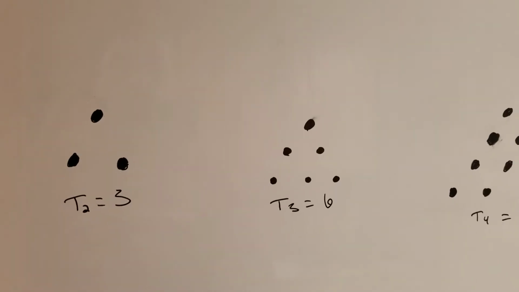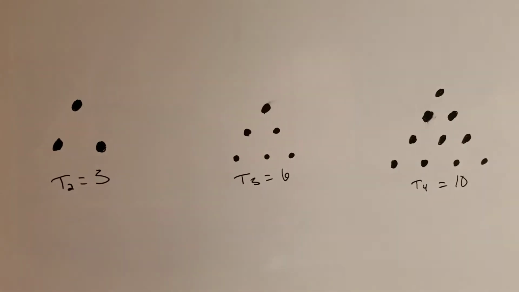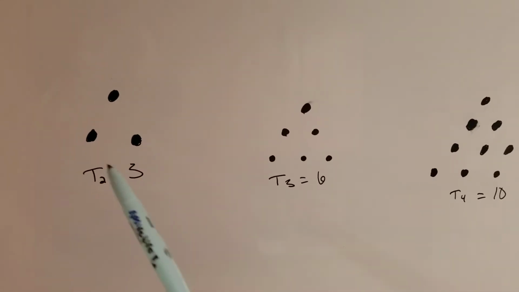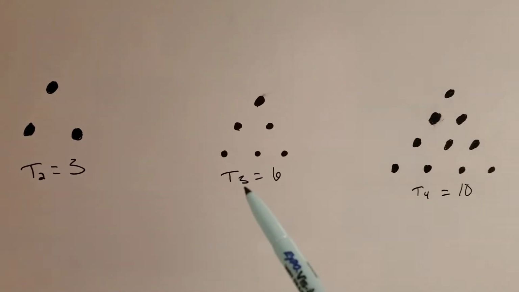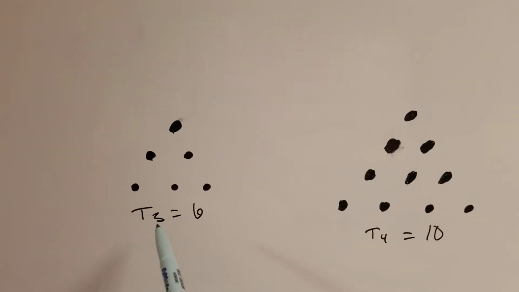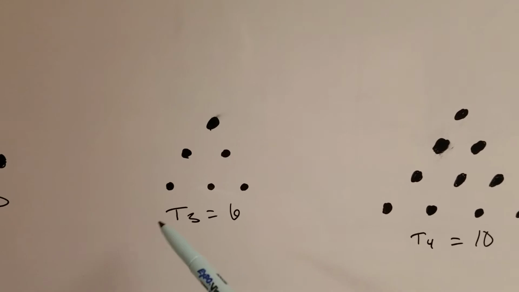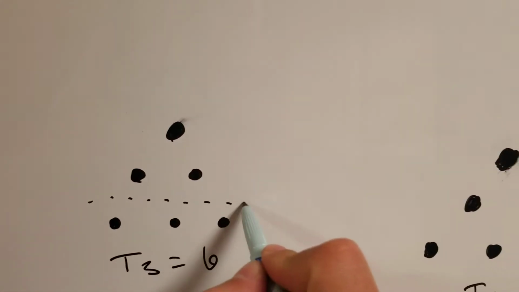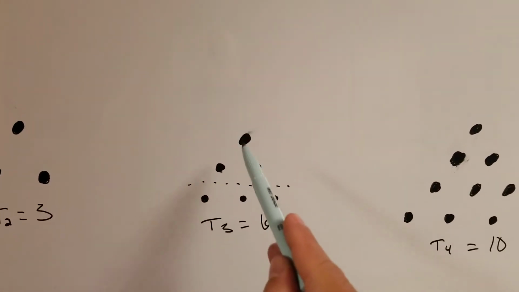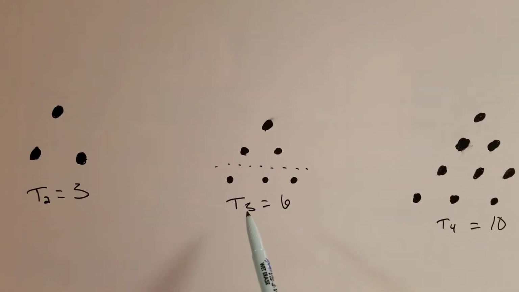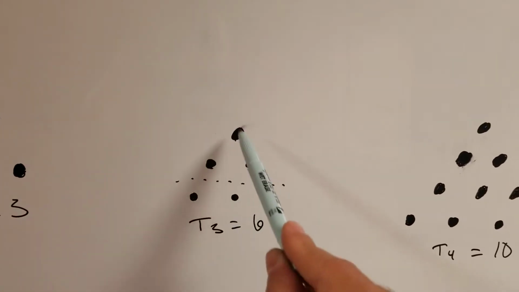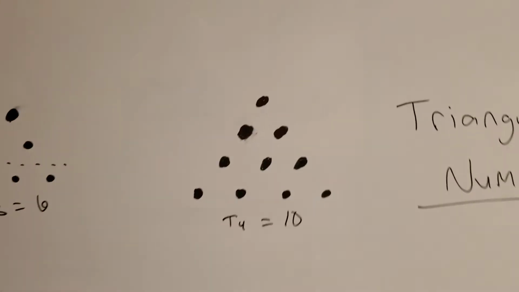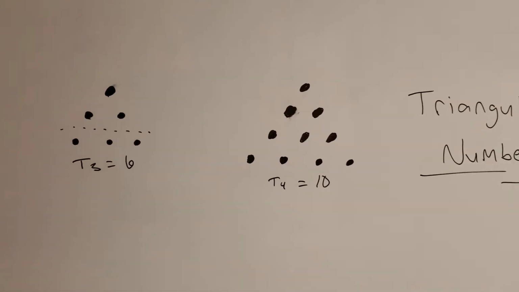I want you to notice some things, right? For example, I would make the argument that each previous diagram is sort of embedded in the current one. So if I go to T3, I notice T2, if I draw this dotted line, is right there, right? So I can think of T3 as T2 with an extra row underneath it. Does it hold for the next diagram? Maybe.